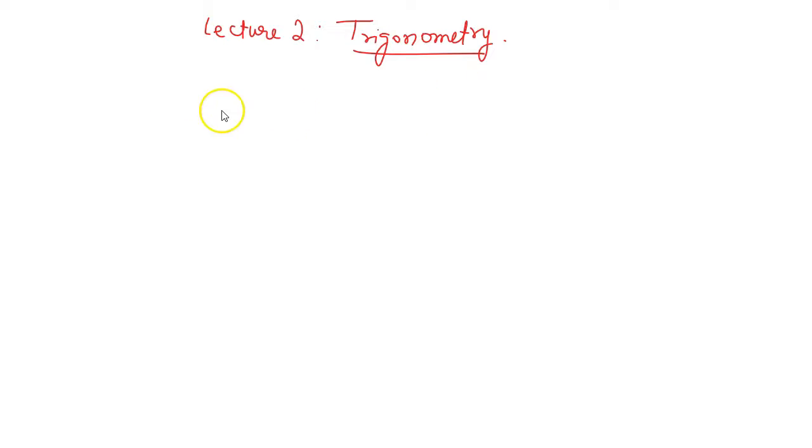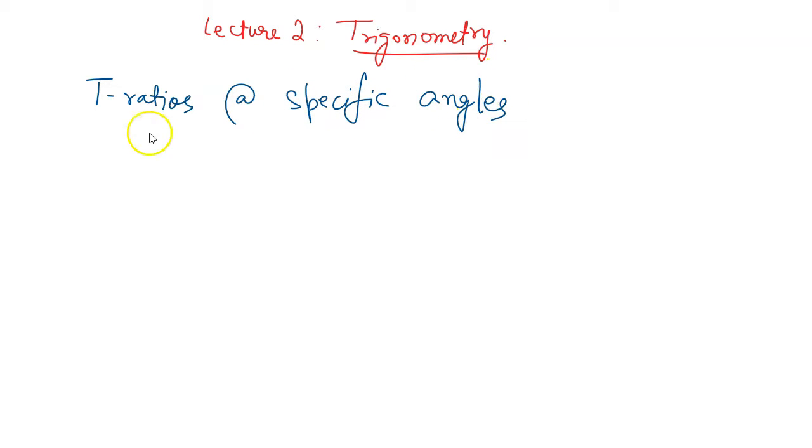So yes, in lecture 1 we read about the basics of trigonometry, like what is a trigonometric ratio, what actually is sine theta, cos theta and all the other stuff. And in this class we are going to talk about the trigonometric ratios at some specific angles.